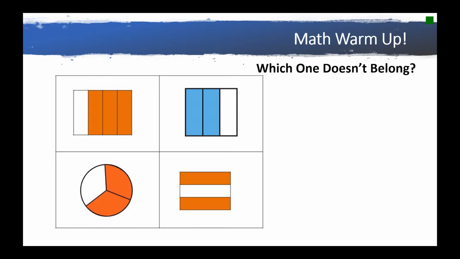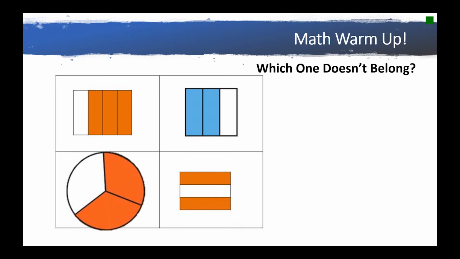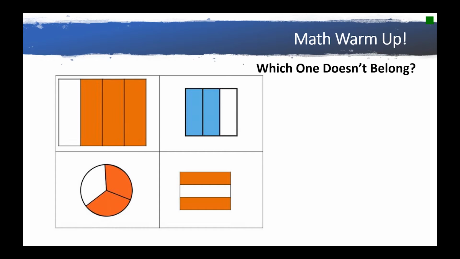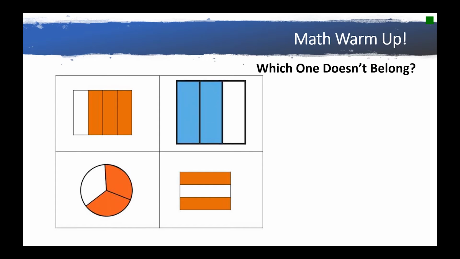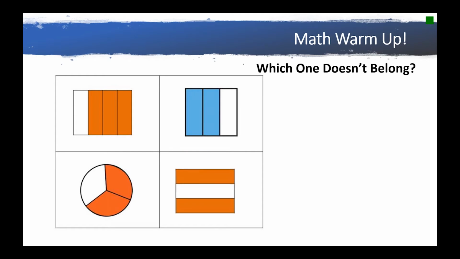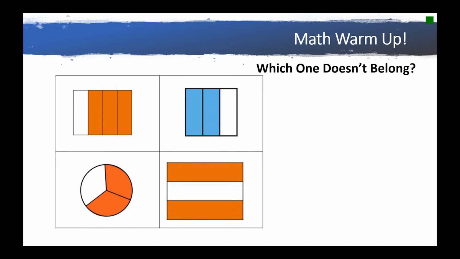Let's get warmed up. Which one doesn't belong? Can you defend your answer? Maybe you said the circle doesn't belong, since it's the only one that is not a rectangle. Or maybe you thought this one doesn't belong, since it's the only picture showing a fraction other than 2/3. Did you choose this one, since it is an orange? Or maybe this one because the shaded pieces are not right next to each other. All of these observations and others you may have had are mathematical noticings.